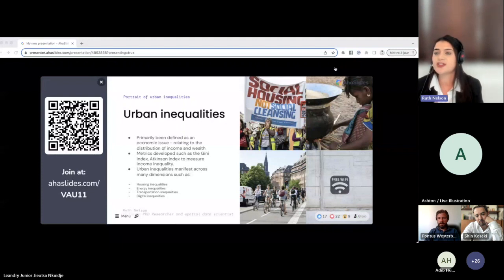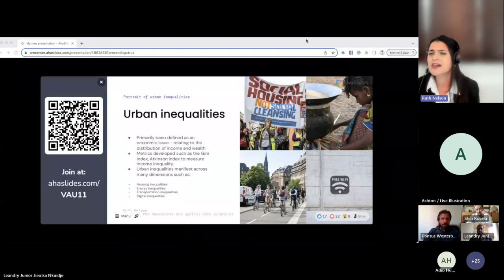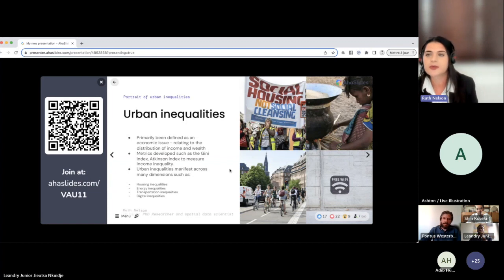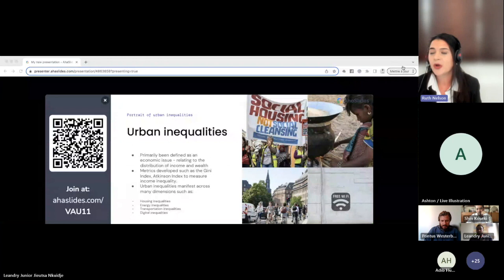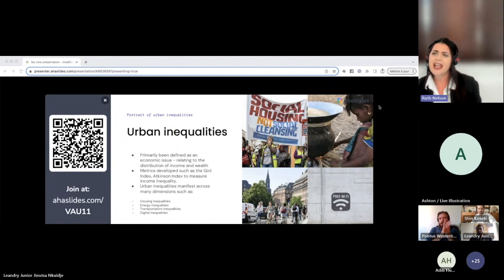But what we're learning through recent research by myself, my colleagues, and others in the field is that urban inequalities actually manifest across many dimensions, such as, for example, housing inequalities, whether or not a person has access to a home or home ownership or access to social housing. Energy inequalities is another thing that manifests across urban space, such as whether or not you can afford your gas bill or you have the infrastructure in your neighborhood to get a reliable energy source. Another facet of urban inequalities are transportation inequalities. So that relates to things like, can you access efficient and affordable public transportation? Can you walk safely around your neighborhood? Can you get on a bike and get to where you need to go? As well as, of course, digital inequalities, which relate to things like, do you have access to Wi-Fi, for example?